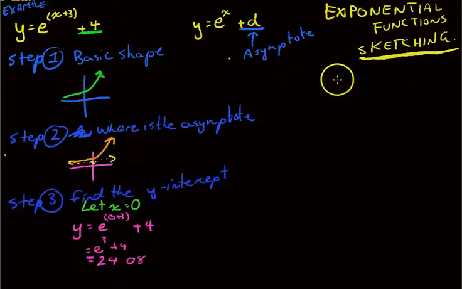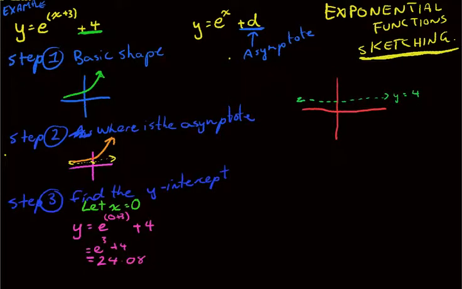So I can start sketching this at least somewhat. Try to be a little neater than I am. Asymptote here, make sure you put a little dotted line in for your asymptote, and I might just name that line as y equals 4. And then I'll use a different color there. I'll sketch in my basic shape. And this point is 24.08. Now, unfortunately, we're not finished.